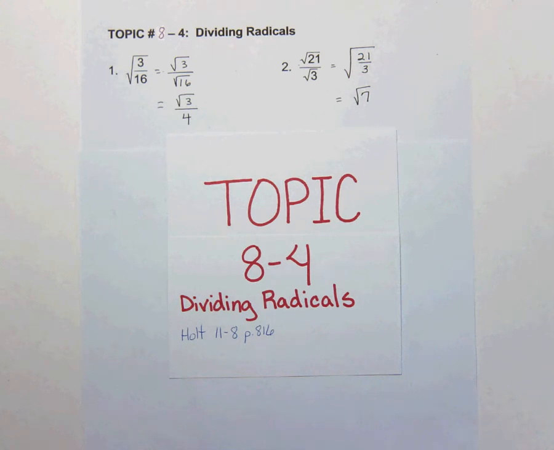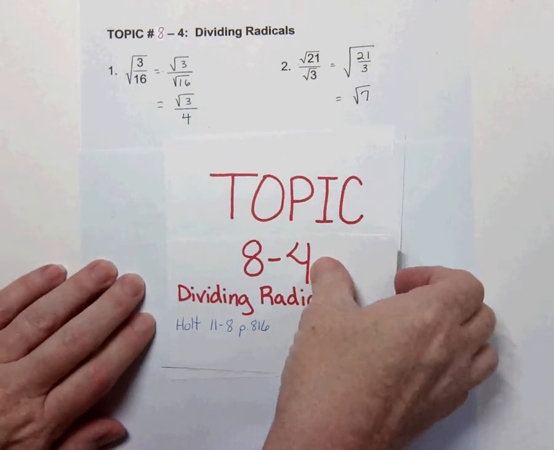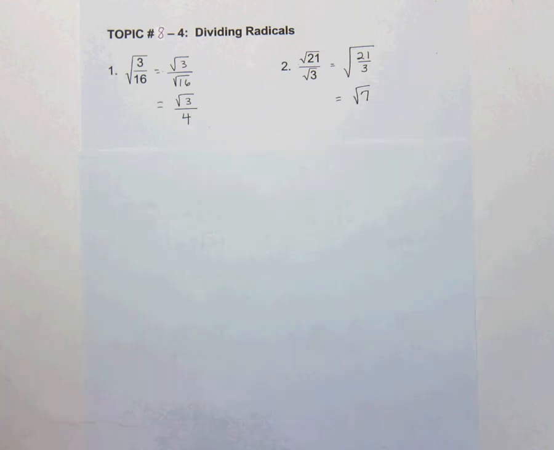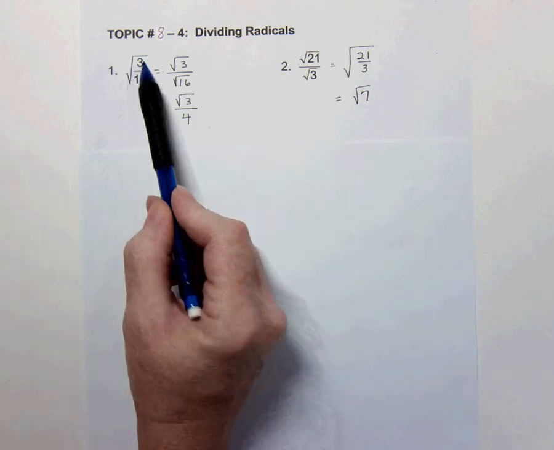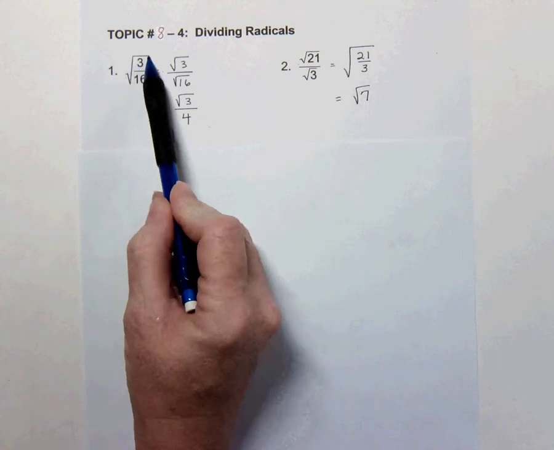Topic 8-4, Dividing Radicals. This can be referenced with our whole textbook, Chapter 11, Section 8, starting on page 816. Okay, dividing radicals. You've got the radical sign, sometimes separated by numerator and denominator, and sometimes put underneath. These radicands are put completely under the radical sign.